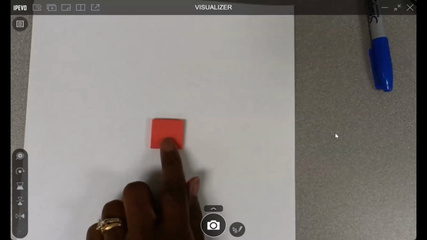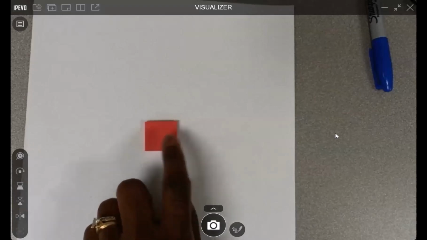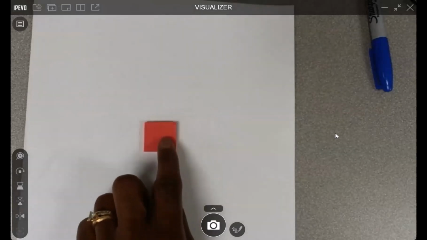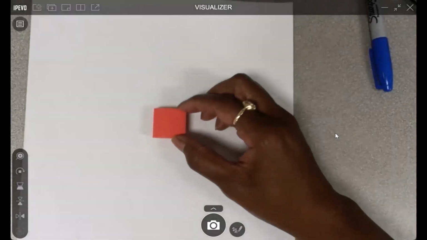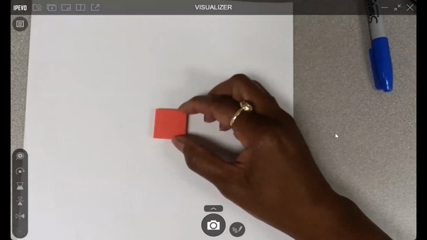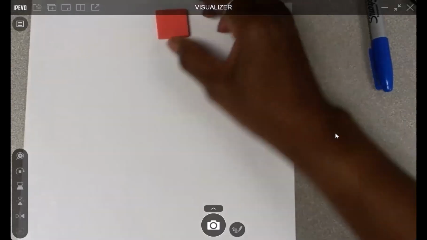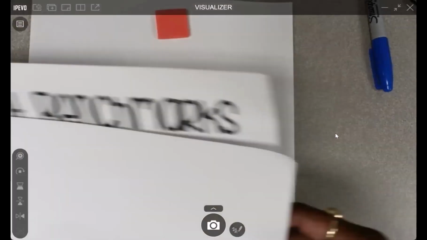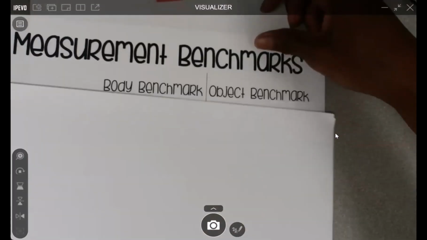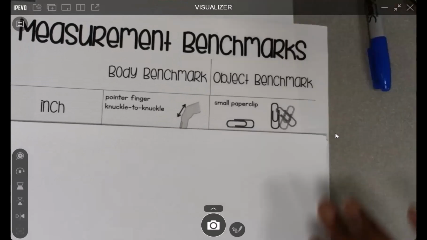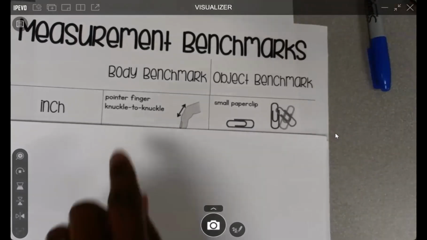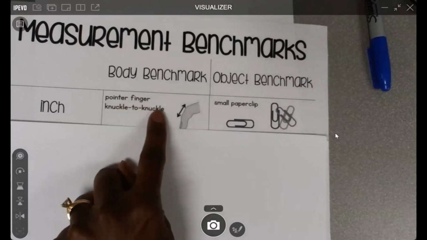And this is indeed a 1-inch tile. It's 1 inch all the way around, and we're going to use it to create an instrument that measures in inches because, as I stated, this is a 1-inch colored tile. And the way we can prove this to our students is we can discuss different types of benchmarks for an inch. And I'm going to focus on the body benchmark, which is the pointer finger from knuckle to knuckle.